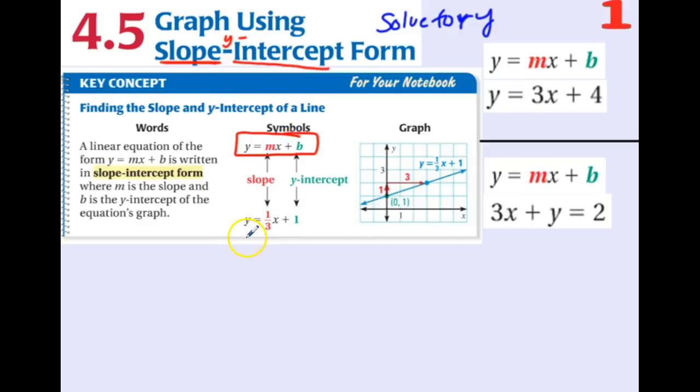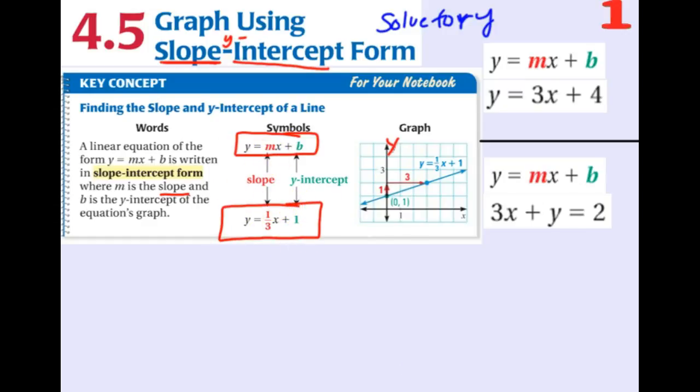You may have heard this before, maybe not. It says a linear equation of the form y equals mx plus b is written in slope-intercept form, where m is the slope, we talked about that in 4.4, and b is the y-intercept, or where we're crossing the y-axis. So here, just like they say, is the same equation, but this one just has numbers in it.